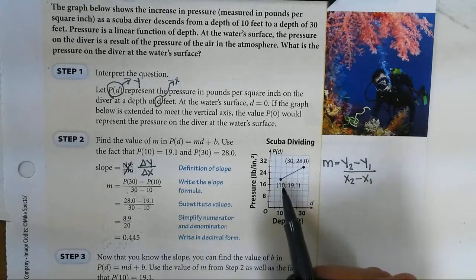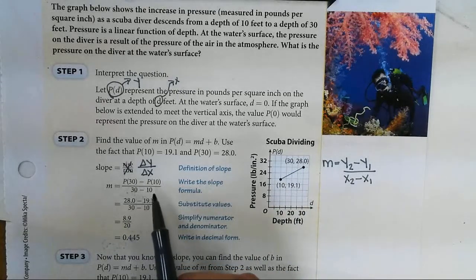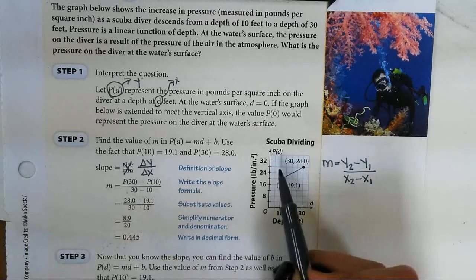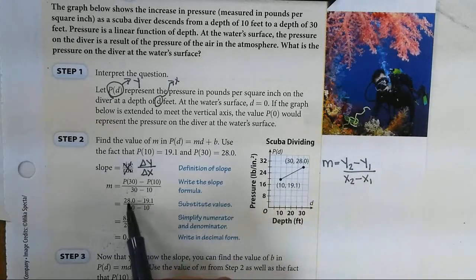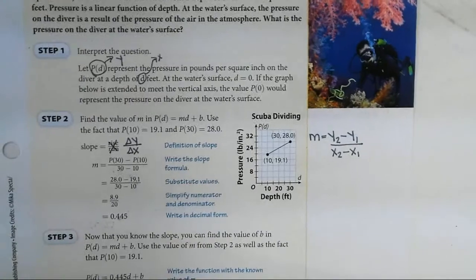Your book changed it up a little bit on you here, but it's just looking like this, and I don't want you guys to get confused. P of 30, the function of 30, is 28. So that's all they're doing here. You're doing your change in y over your change in x. So 28.0 minus 19.1 is 8.9, and then 30 minus 10 is 20. So that's what they did there.